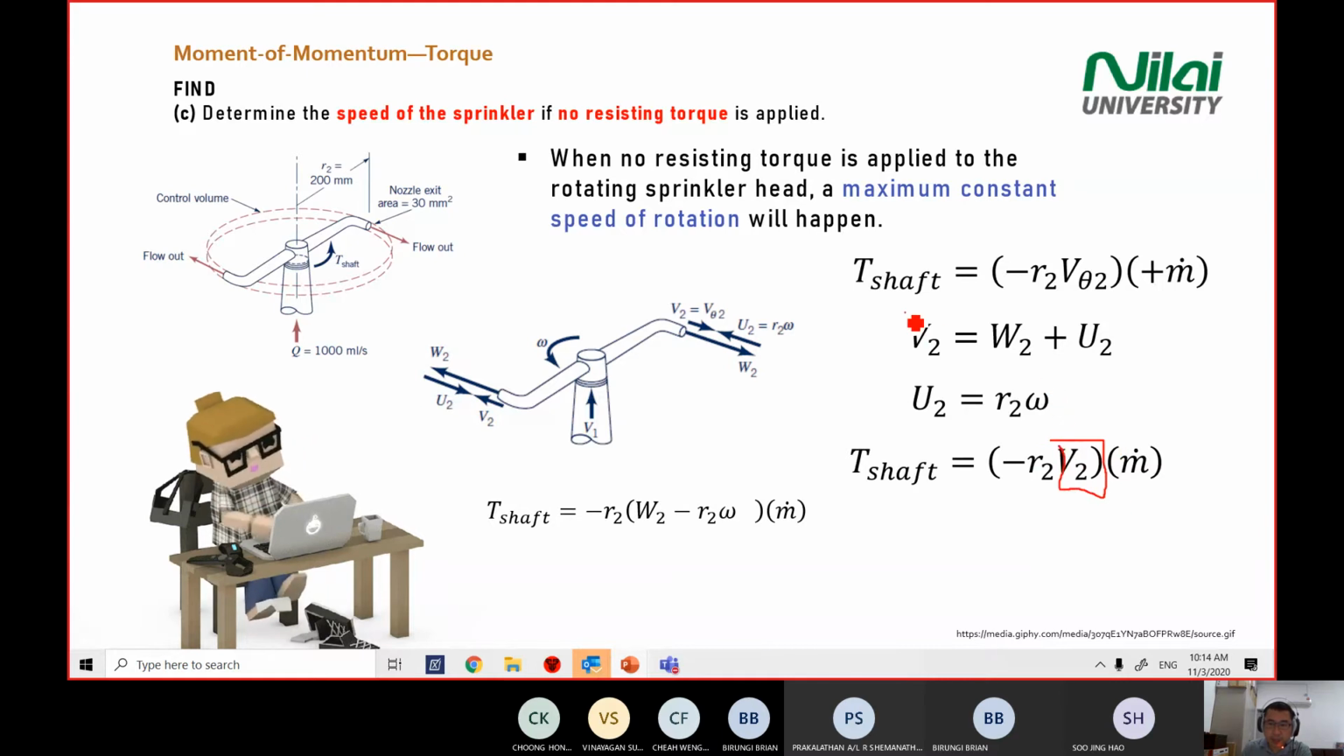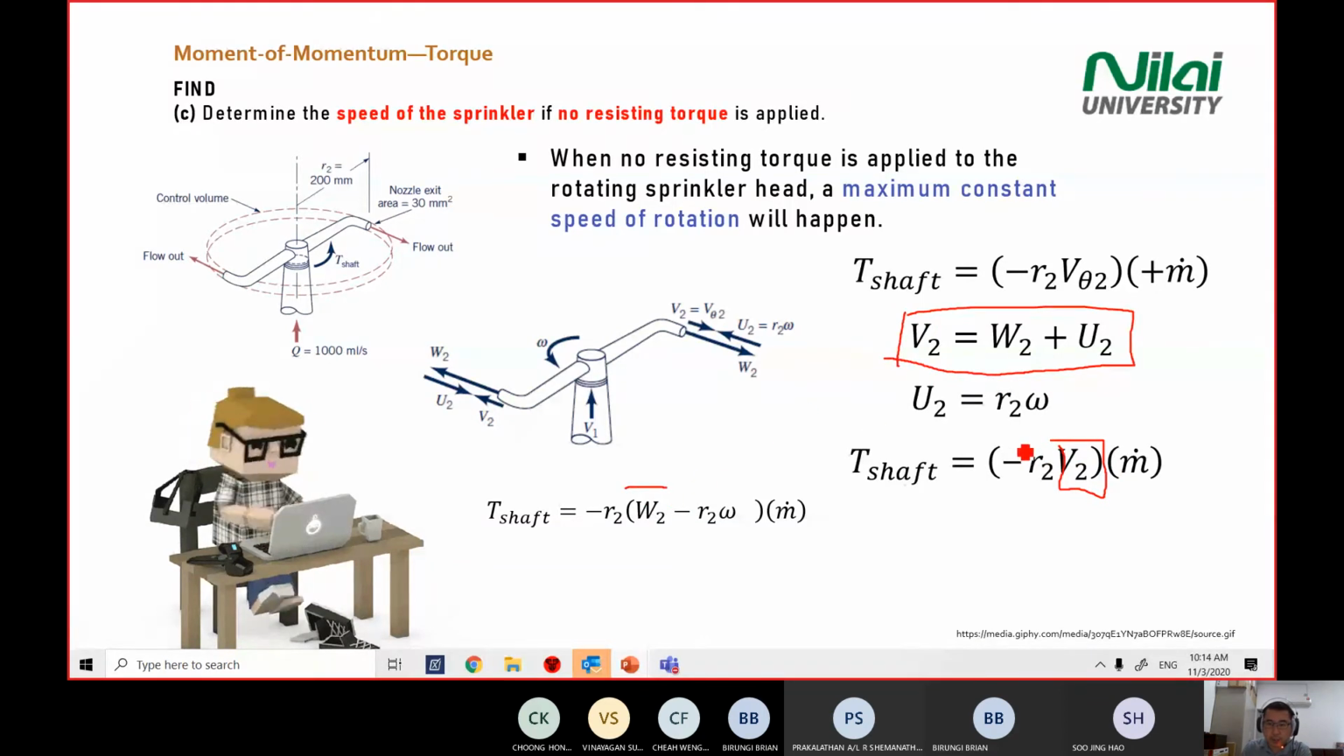we use this equation, and we use W2, we substitute this one in. So V2 equal to W plus U. So that's why you have W2 here. You know that U equal to R omega. All right. So we use this equation, substitute into the shaft equation there.